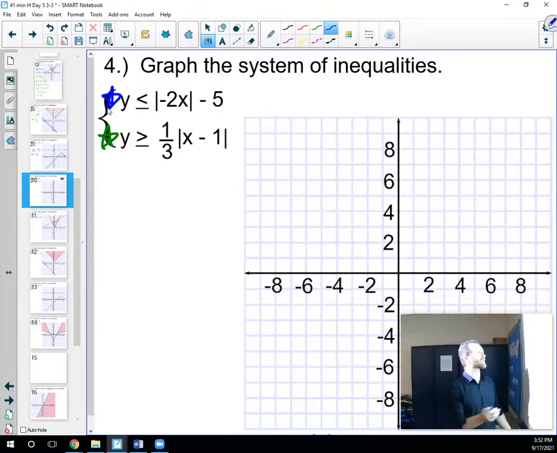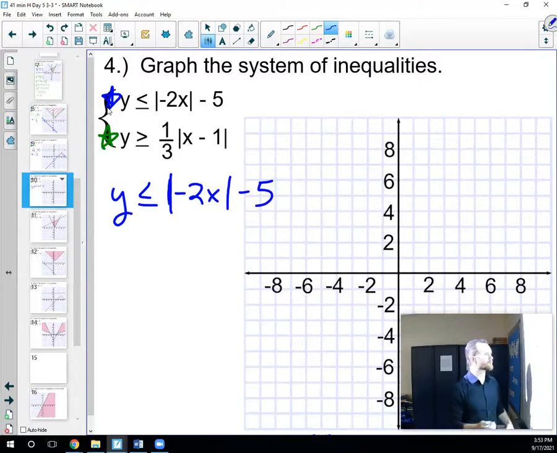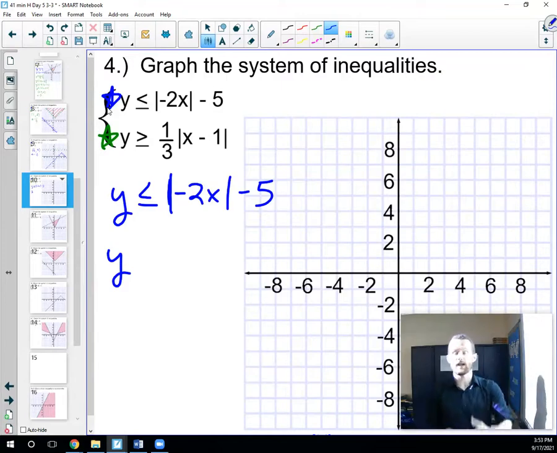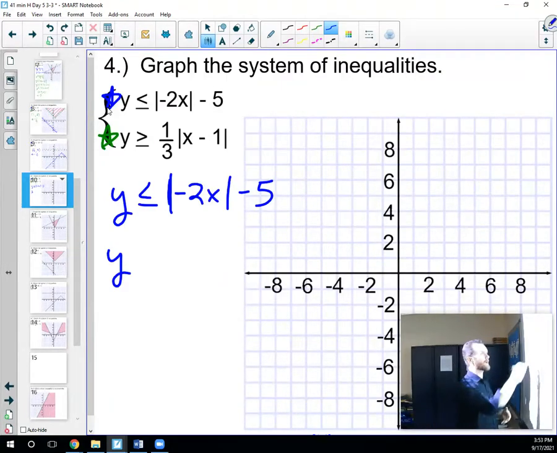So the blue, we got a little work to do here. I'm looking for vertex form. That means the x not has to be by itself, but we want a 1 in front of it, and we see a -2. Oh, actually, we don't even need to use a GCF here, because there's no binomial in there. I mean no binomial inside the absolute values. It's just a -2 times x.